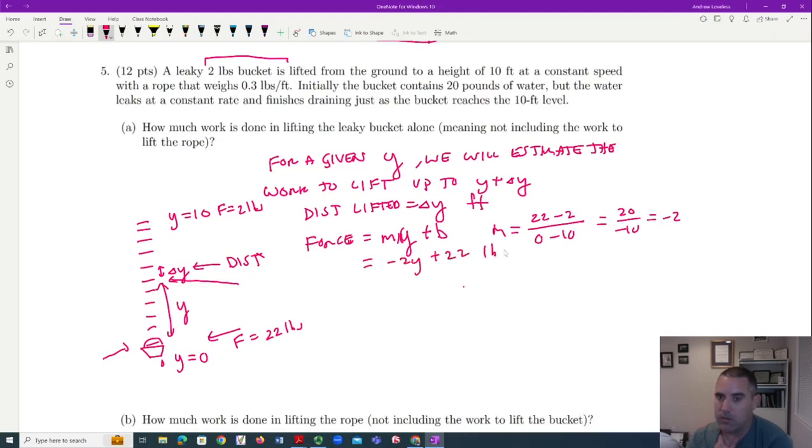The good news is you can check all of that by just plugging in some numbers. When you plug in 0, it's 22. When you plug in 10, it's 2. Great. Now I'd like to add those up.